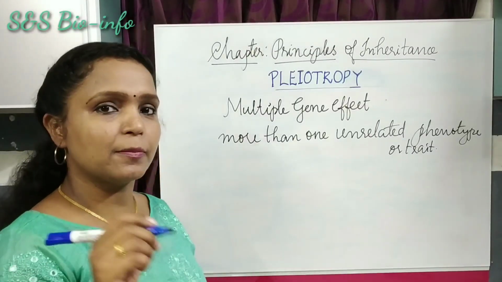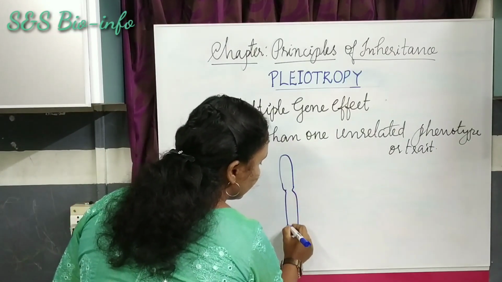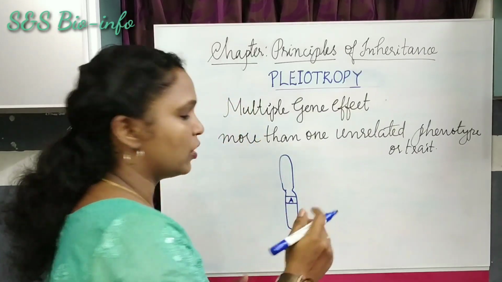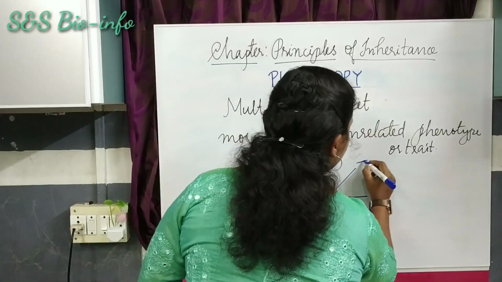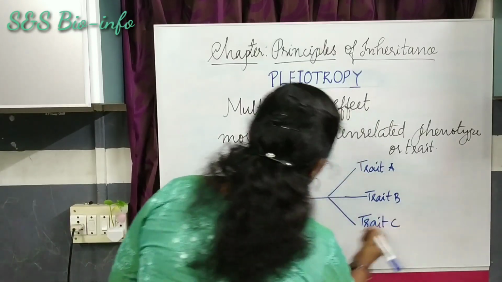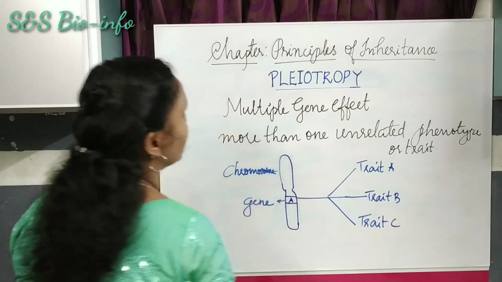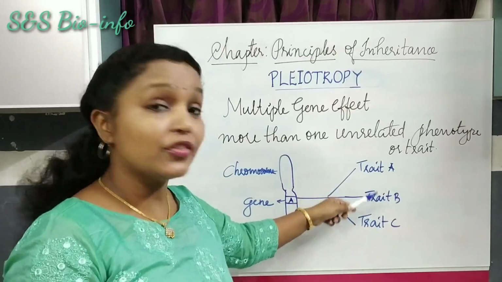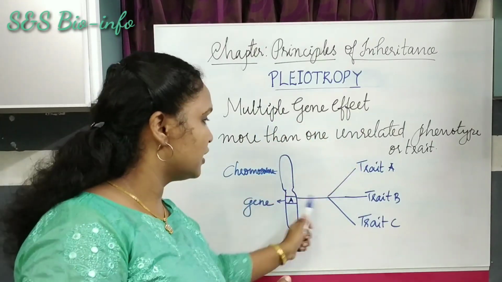Next, I will show you the diagrammatic representation of pleiotropy. Just look at the board. Suppose this is a chromosome, with a particular gene. This particular gene normally controls one character, but instead of one, it controls trait A, trait B, trait C. See, this is a chromosome with a particular gene A. This gene controls more than one unrelated trait or phenotype. This is the diagrammatic representation. Is it clear now? The meaning of multiple gene effect: a gene controls more than one trait.